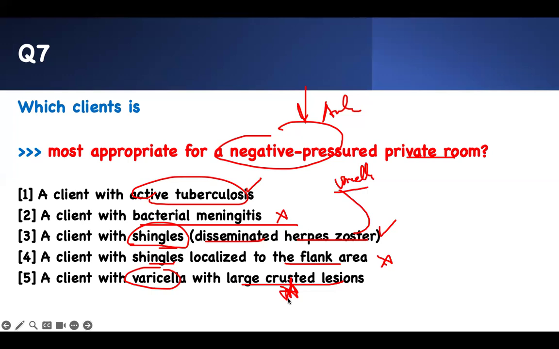This is a test-taking strategy on infection control mastering. I call it the fundamentals of infection control. Thank you for watching. The right answer, as you know, is disseminated shingles and tuberculosis. So 1 and 3 are your right answers. They need a negative pressure room.